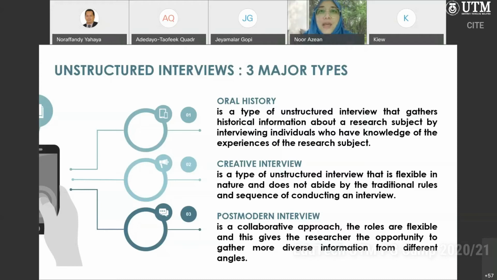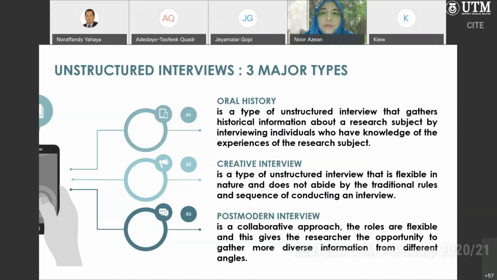So the third one, we have a postmodern interview. I think everybody knows about that one. Okay, a postmodern interview is a collaborative approach to conducting an unstructured interview. In a postmodern interview, the roles are flexible, and this gives the researcher the opportunity to gather more diverse information from different angles. Okay, so we have part A, angles B, we have the paradigm C, all right?